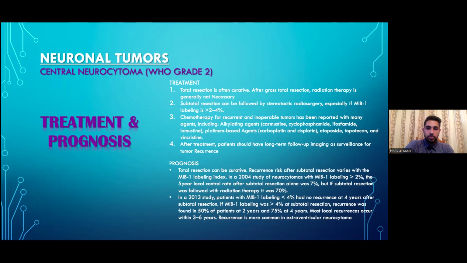In terms of patients' prognosis with these types of tumors, total resection, as previously described, can be curative. Recurrence risk after subtotal resection varies with the MIB1 labeling index. In a study from 2004, the 5 year local control rate after subtotal resection alone was approximately 7%, but if subtotal resection was followed with radiation therapy, it was as high as 70%.